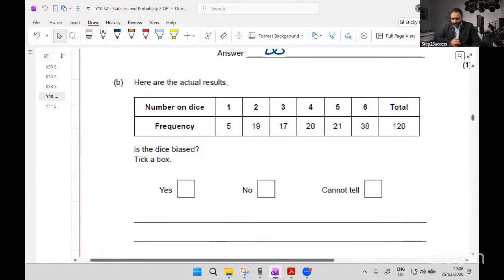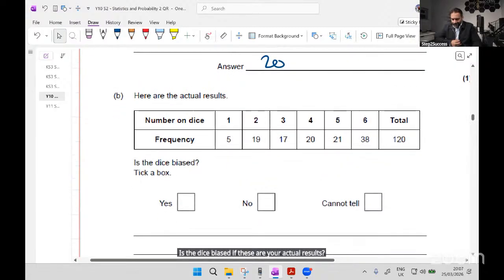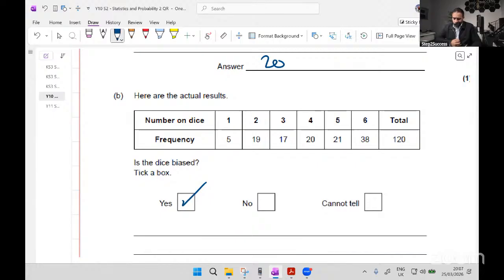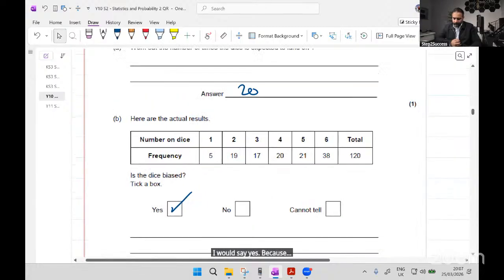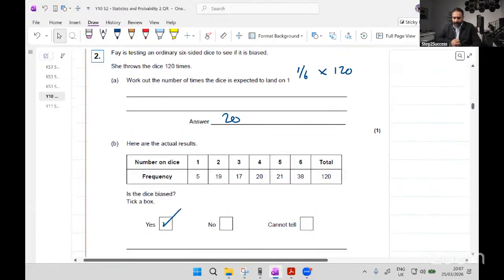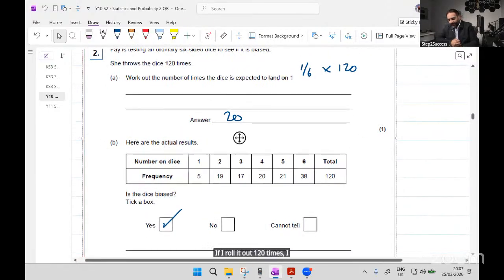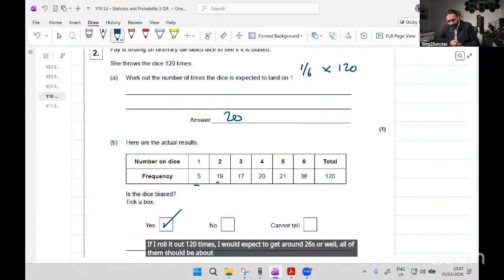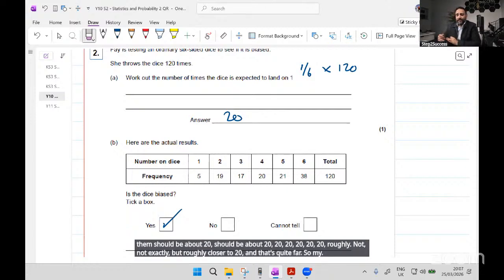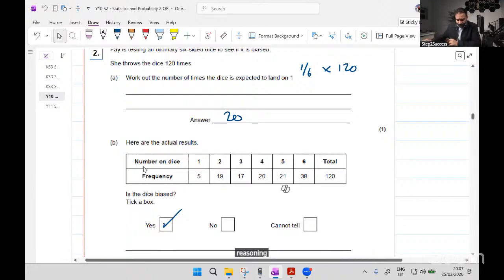Is the dice biased if these are your actual results? I would say yes, because if I roll the dice 120 times, I would expect to get around 20 sixes. Or well, all of them should be about 20. Should be about 20, 20, 20, 20, 20, 20, roughly. Not exactly, but roughly closer to 20. And that's quite far.